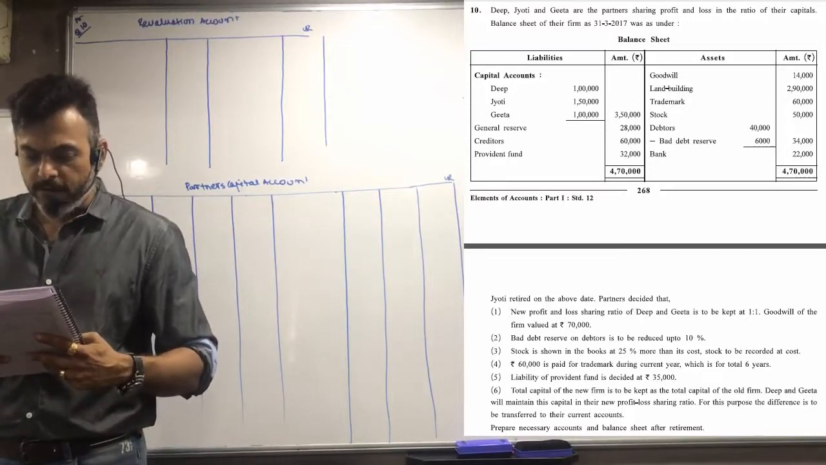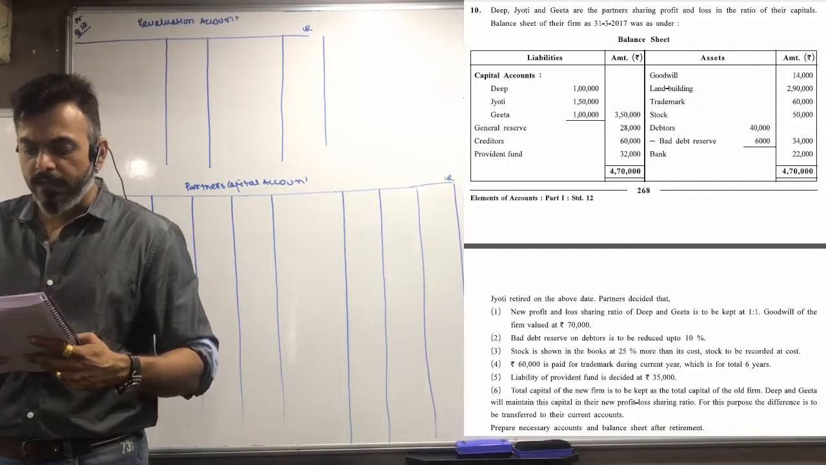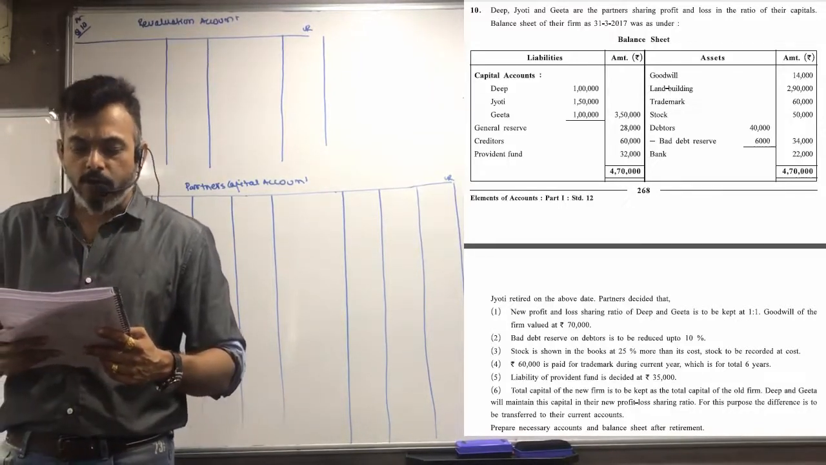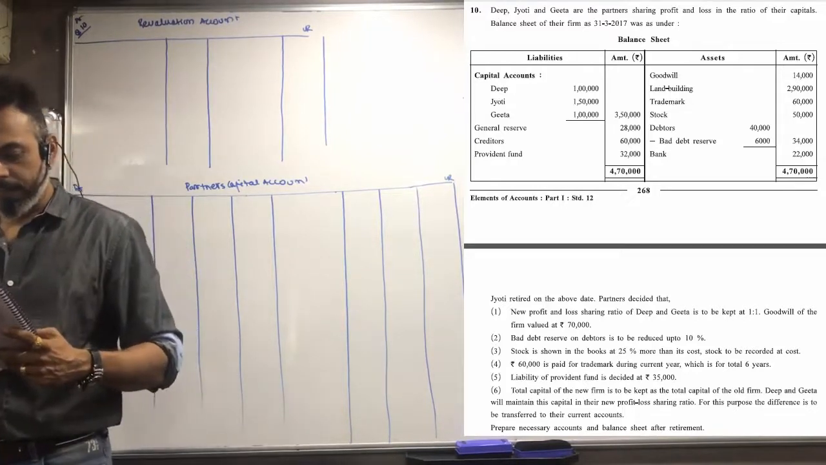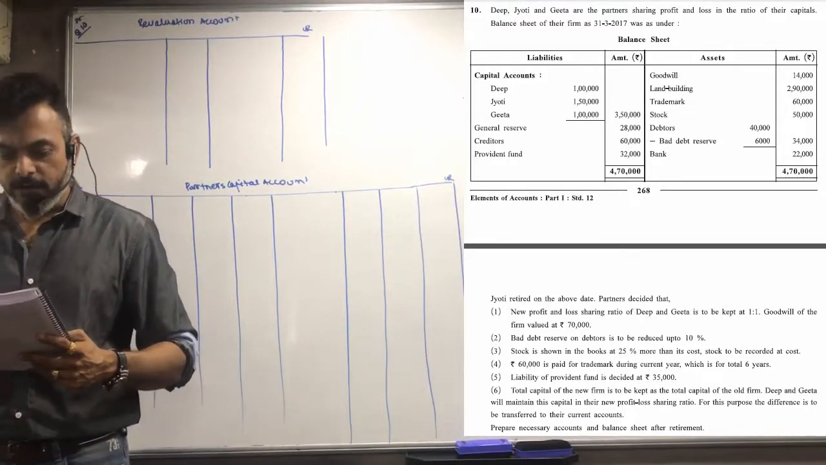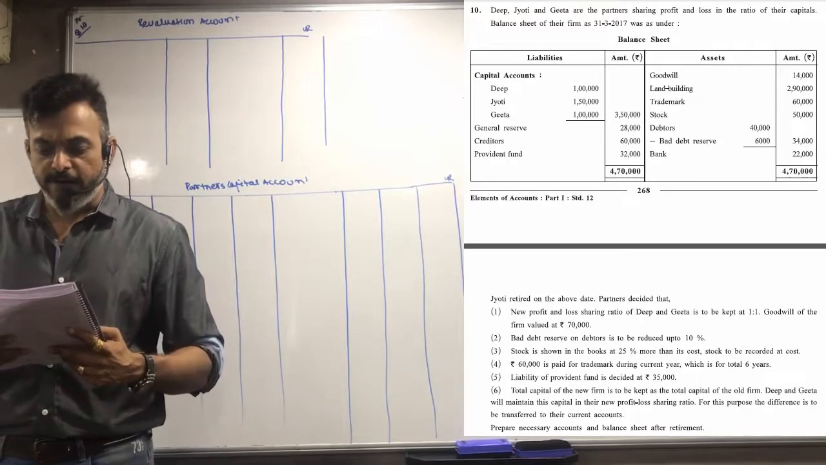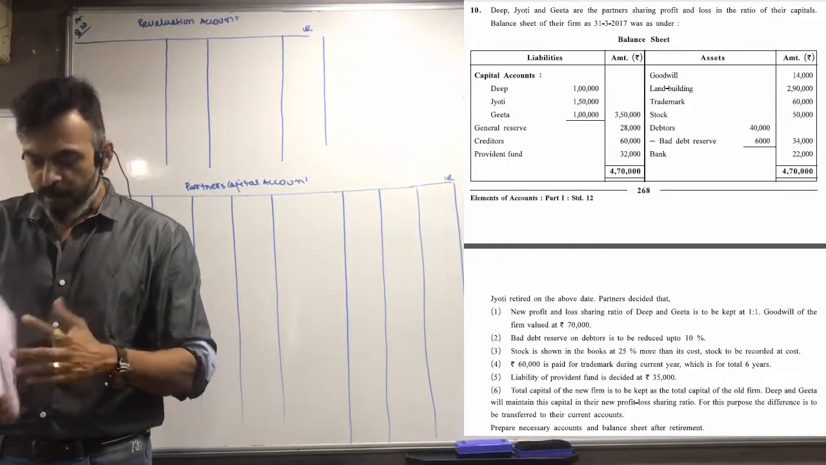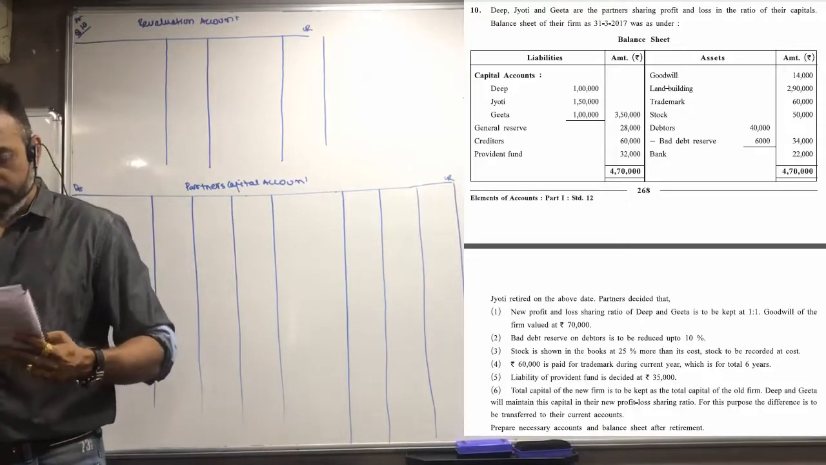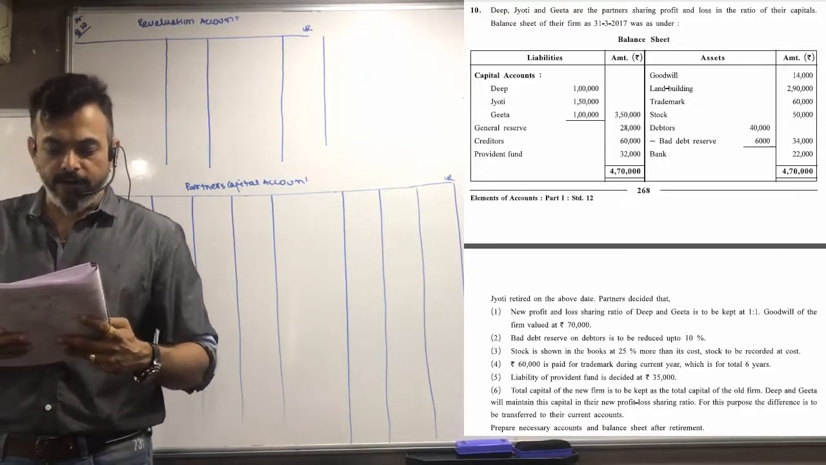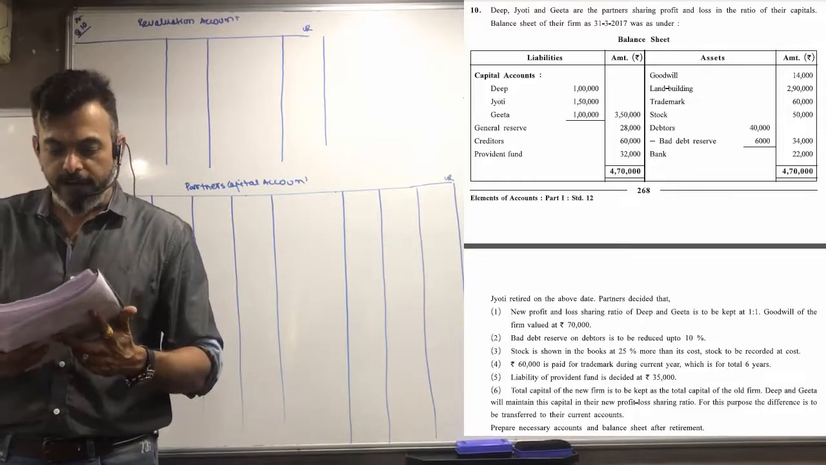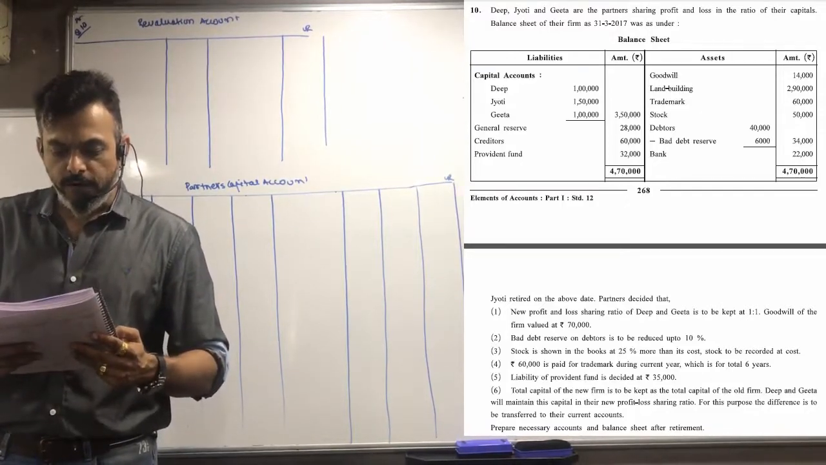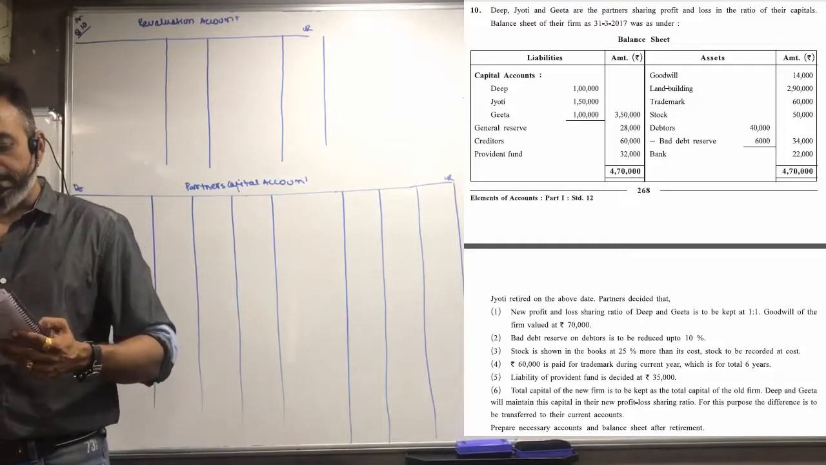Stock is shown in the books at 25% more than its cost. Stock is to be recorded at cost. Take. Important adjustment. Third, 60,000 is paid for trademark during the year, which is for total 6 years. So take trademark 1/6. We have to write off. Liability of provident fund is decided at 35,000. Take provident fund.